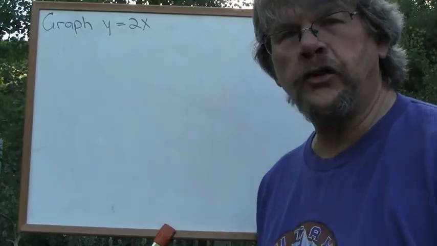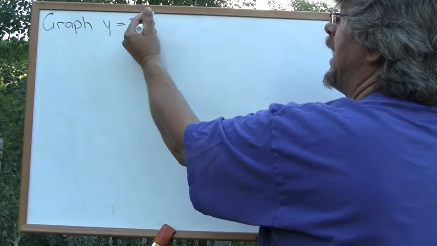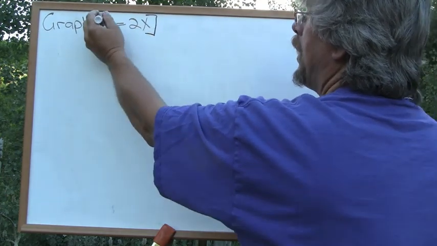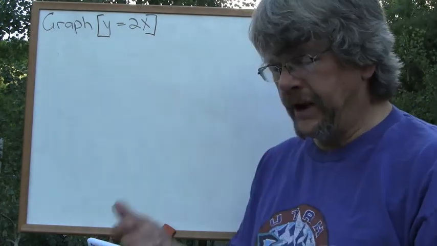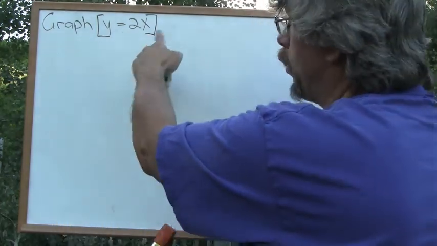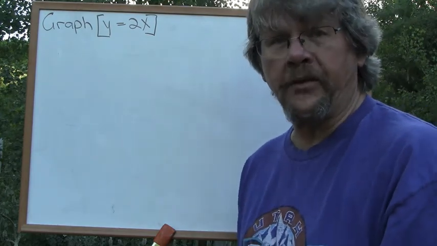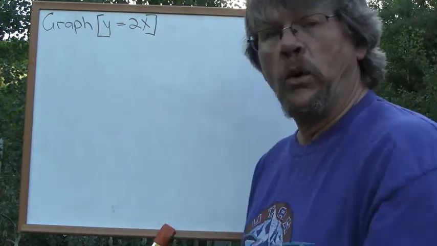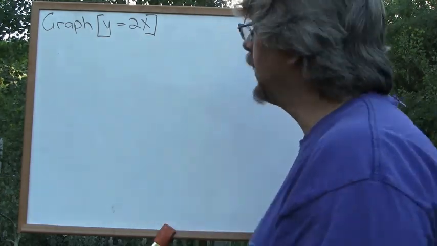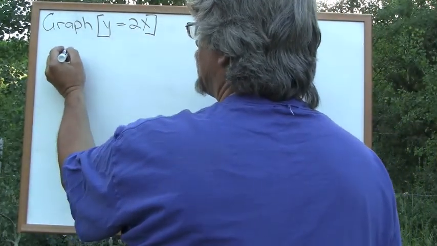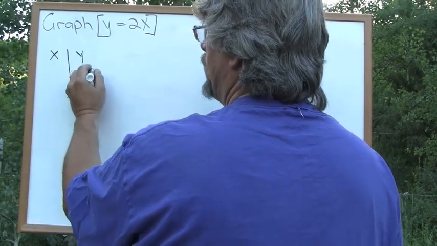Okay, we're told to graph an equation y equals 2x. This is what we want to graph. How do we graph it? One of the first things we do in an equation like this, we can choose any number for x that we want to choose. But we want to make a chart. Keep this simple and keep it clear so you don't get confused and you don't mess up your thinking here.